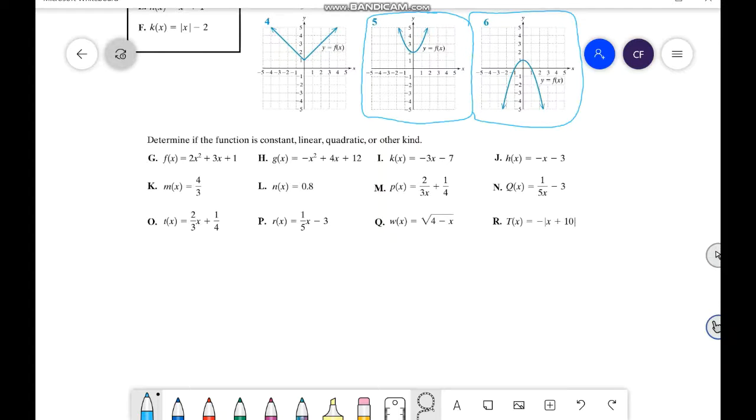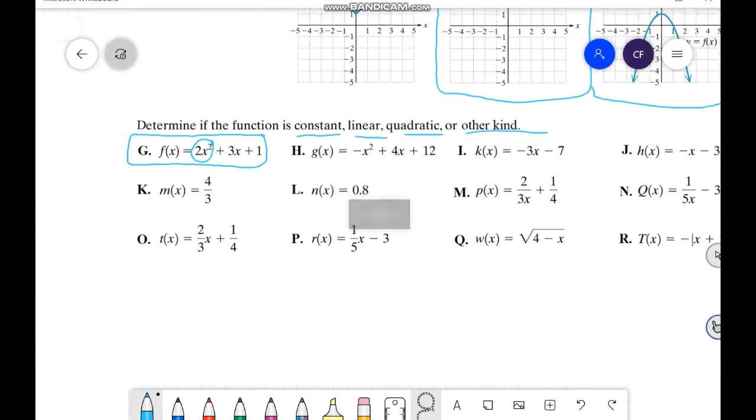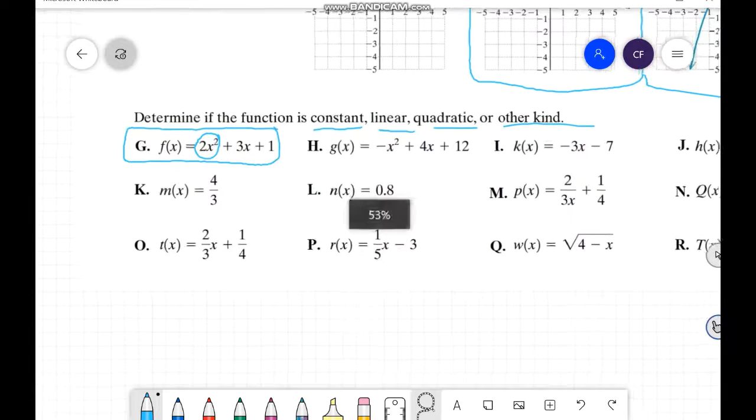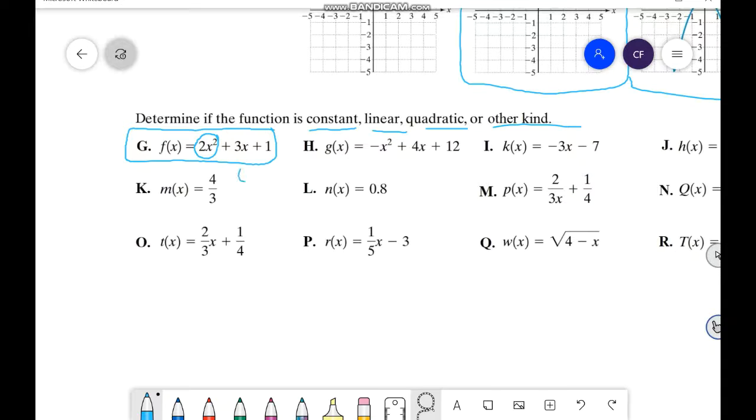Determine if the function is constant, linear, quadratic, or other kinds. So you have these 4 options. Check out the function, and this function here has the square, right? It's 2x squared, and every time you have a square, it's going to be a quadratic function. If the square is the greatest exponent, it is a quadratic function. And that's what you're going to do with all the other options. Identify if it's constant, linear, quadratic, or other kinds.